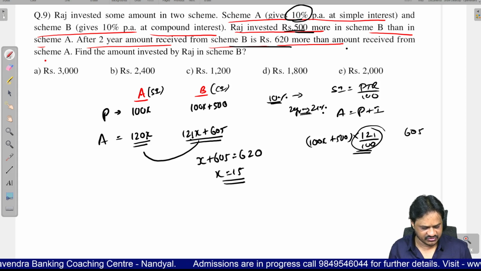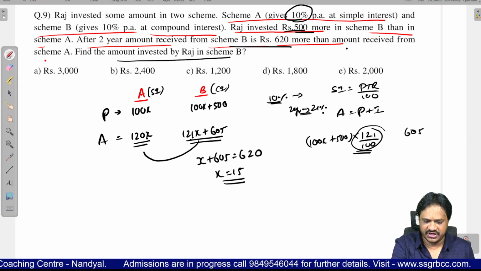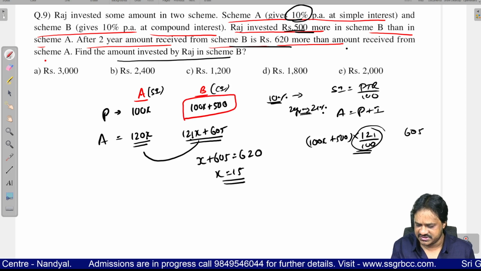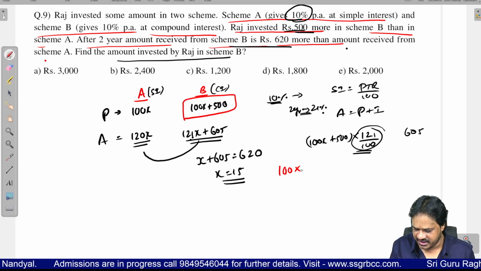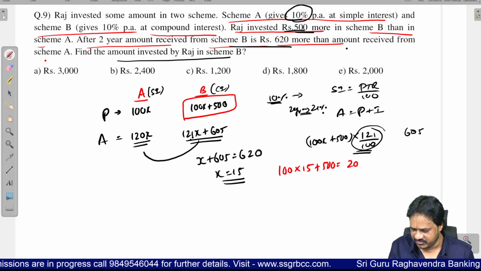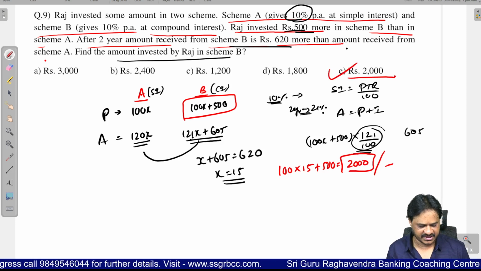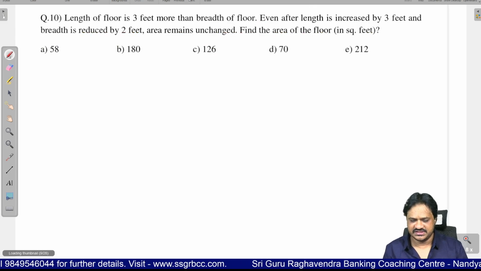If x is equal to 15, we want the amount invested in B. The amount invested in B is 100x plus 500. 100x, x means 15, plus 500, that will be equal to 2000 rupees. Option 5 is the correct answer. Let us see the next one.